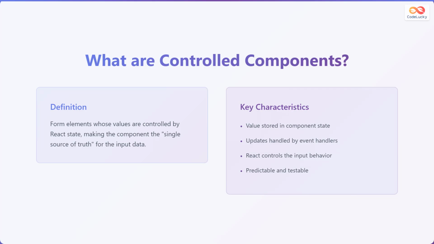Let's understand what controlled components are in React. Controlled components are form elements whose values are controlled by React state. This means that the component itself becomes the single source of truth for the input data. Now, let's talk about the key characteristics of controlled components. Firstly, the value is stored in the component state. Secondly, updates are handled by event handlers. Thirdly, React controls the input behavior. And finally, controlled components are predictable and testable.